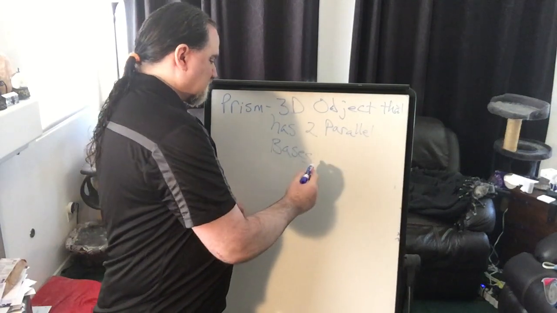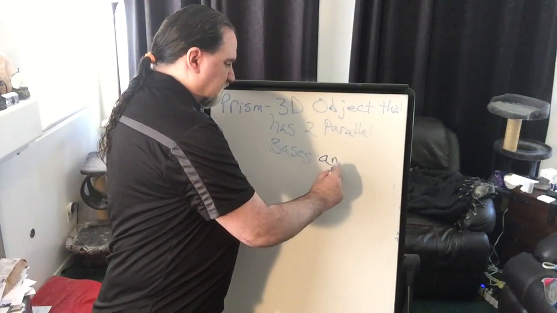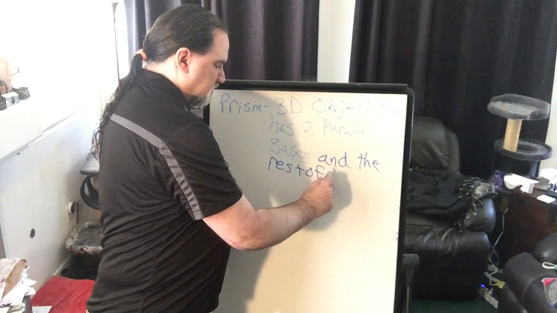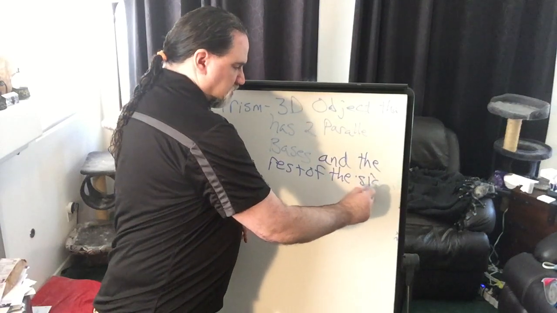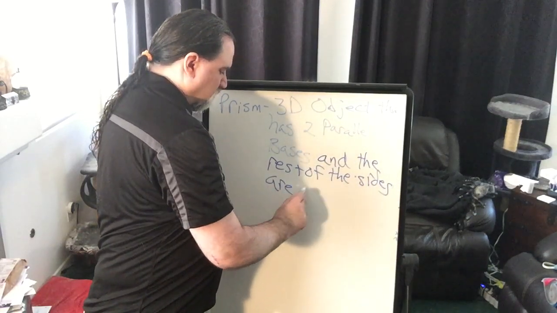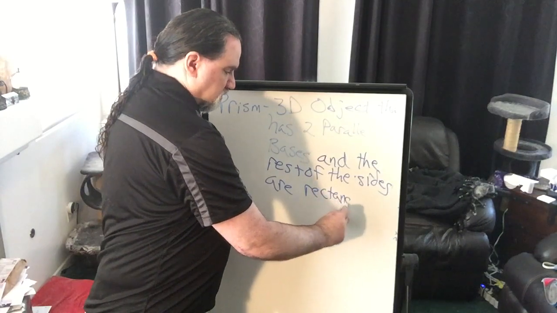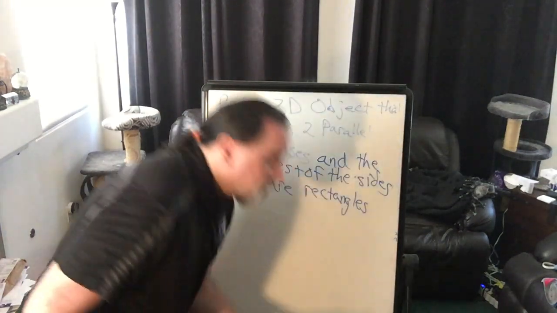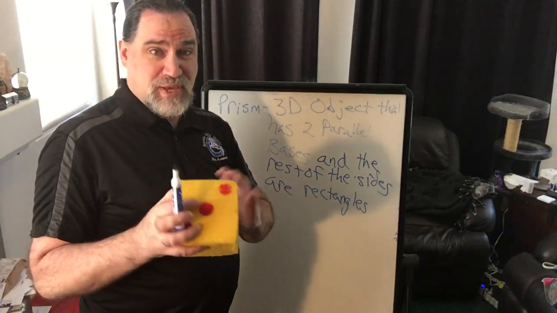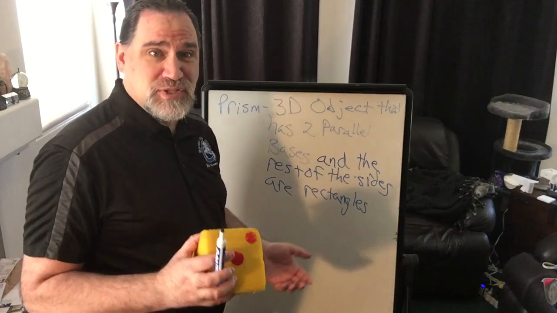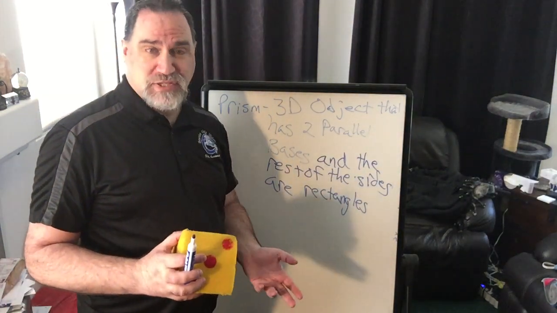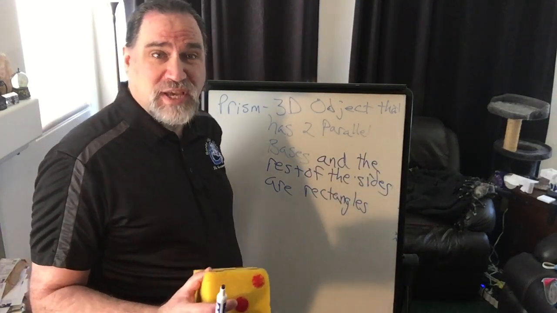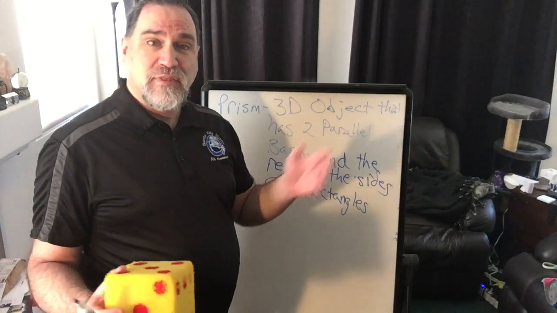It has two parallel bases, and the rest of the sides are rectangles. Now, I meant to bring a triangular prism, but I just dropped it. This would be called a square prism because the base is a square. We name the prisms by the shape of their base. So you can have any kind of base you want, and as long as all the other sides are rectangles, and the two bases are parallel, then you have a prism.